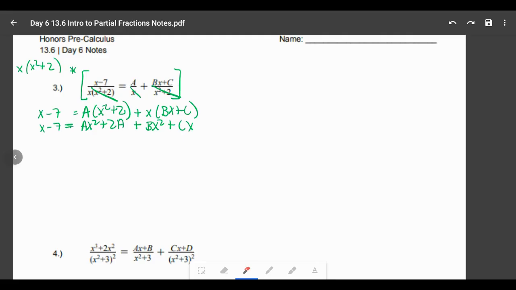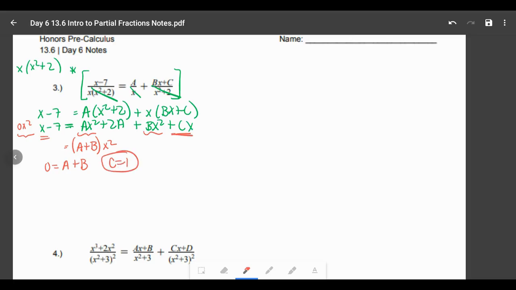All right, for my x squared terms, I know that there are no x squareds on the left side, but on the right side we have an a plus a b. Right? So that has to be equal to the 0 x squared on the left side. So 0 has to equal a plus b. All right, for my linear terms, I have 1x equals cx. So c must be equal to 1.